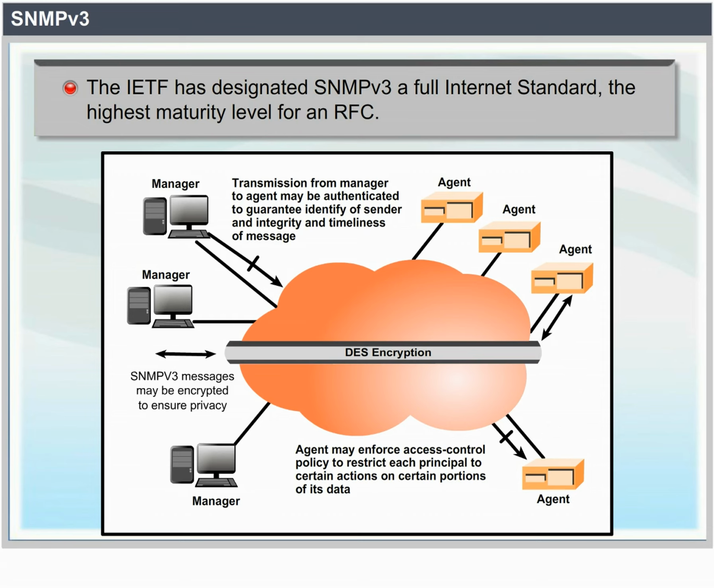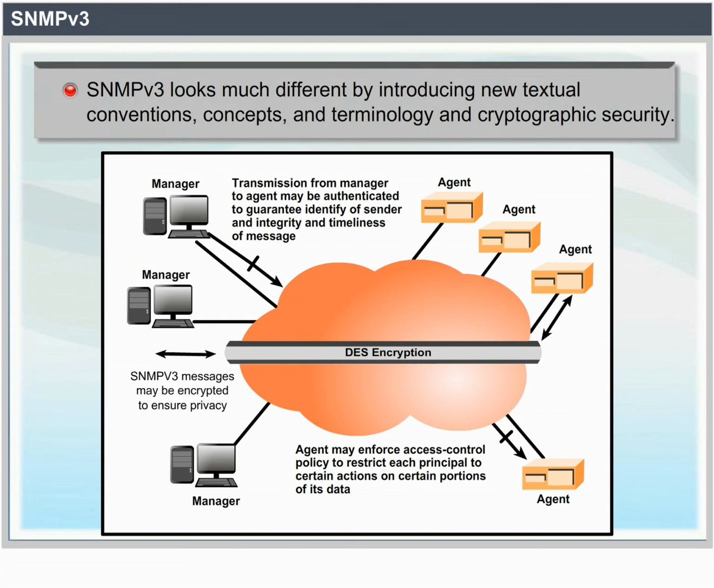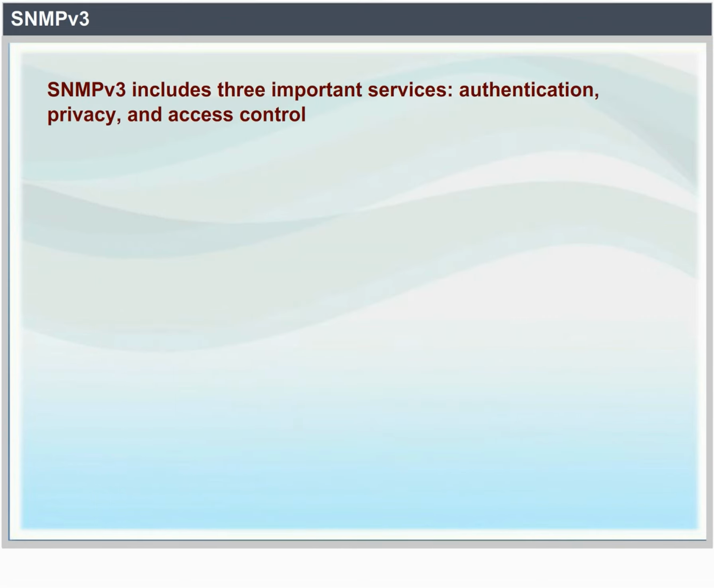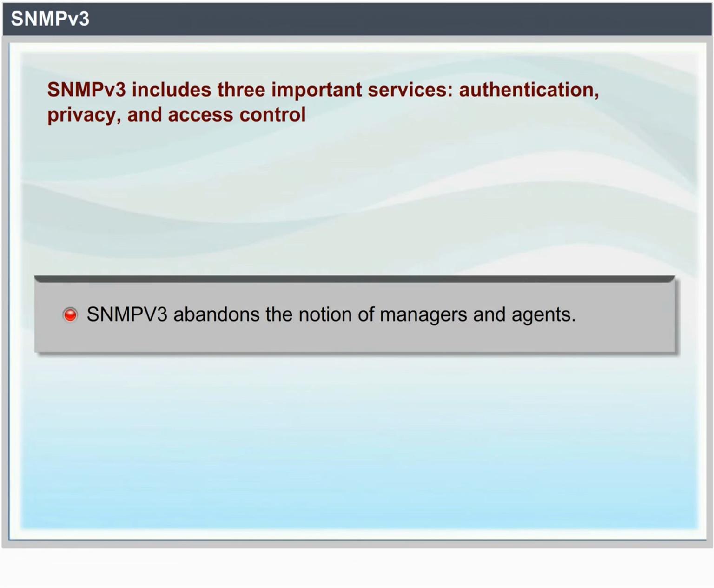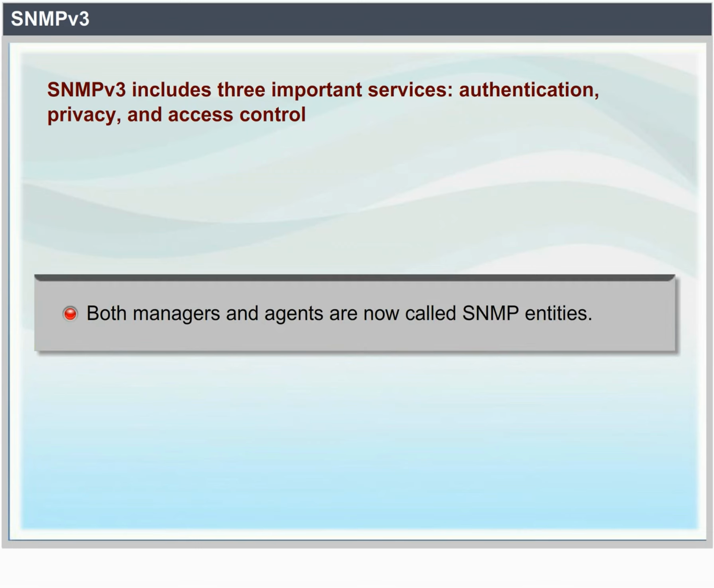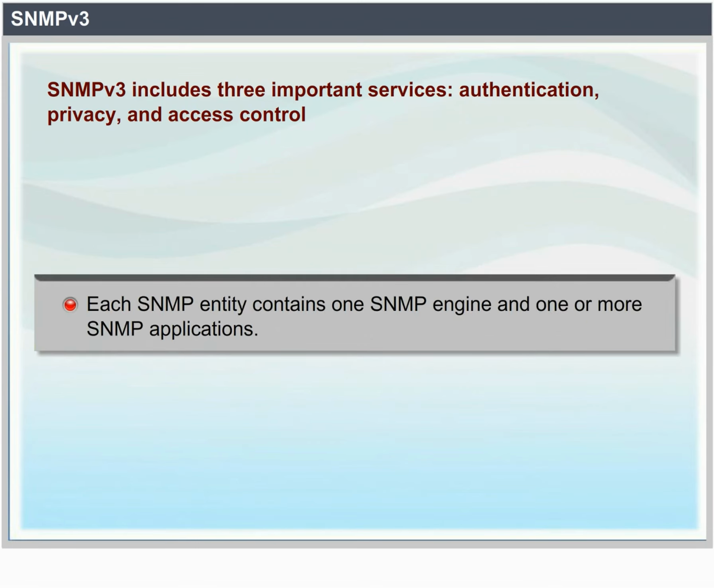SNMP v3 looks much different by introducing new textual conventions, concepts, and terminology and cryptographic security. SNMP v3 includes three important services: authentication, privacy, and access control. SNMP v3 abandons the notion of managers and agents. Both managers and agents are now called SNMP entities. Each SNMP entity contains one SNMP engine and one or more SNMP applications.